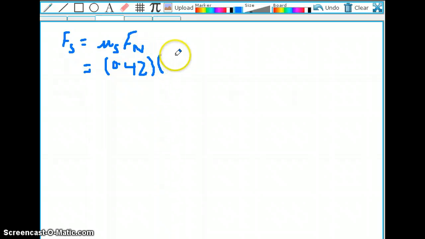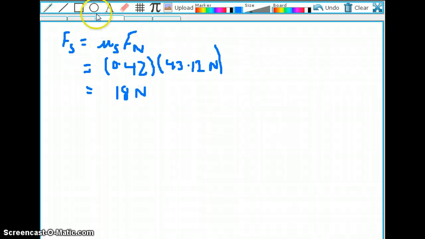But our normal force, which is 43.12, does have a unit. It's newtons, so please plug that in. Don't just ignore it. So this gives me 18 newtons, and that is your answer. So your maximum force of static friction for the block is 18 newtons. So you can just put a little therefore there, and if you want to write an entire statement, I won't go through that, but obviously write that in. So that's part A of the question done right there.